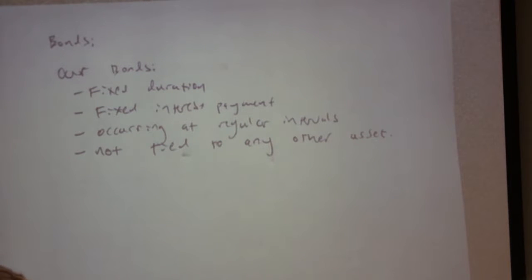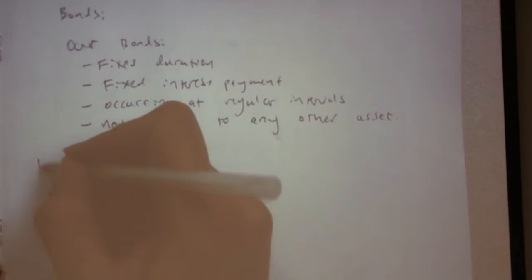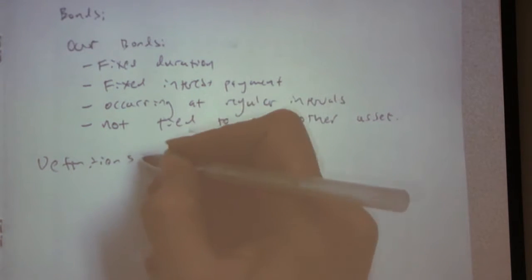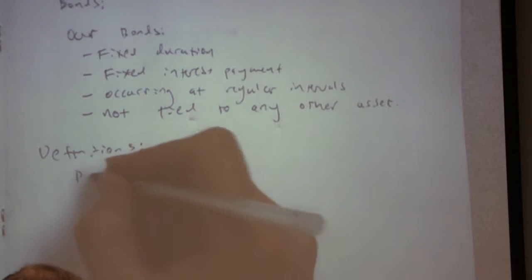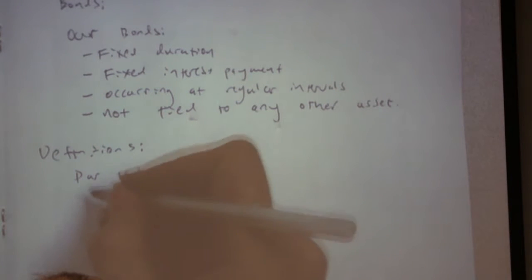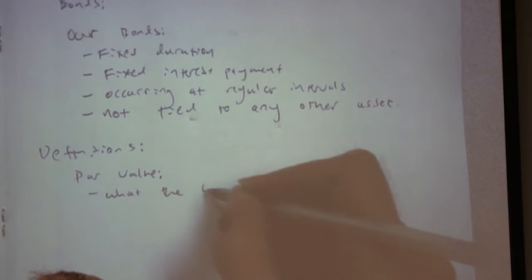Exactly, yeah. So we're going to write down some definitions describing all the different features that we see with bonds. So par value is what the bond is sold for initially.